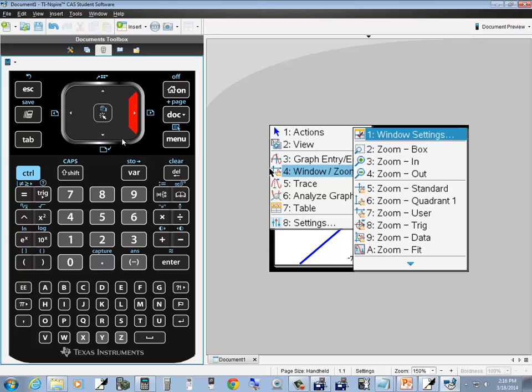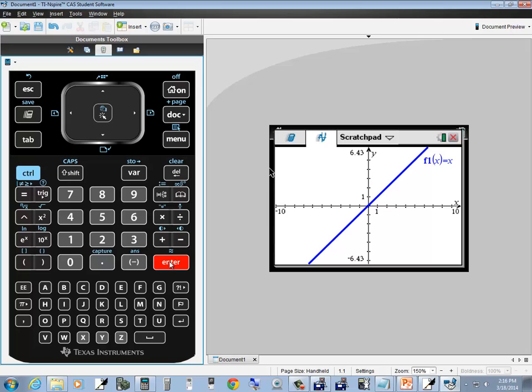But I press the right arrow key to bring up the submenu. Now I'll down arrow and highlight zoom standard. So again, we want to choose window zoom and then zoom standard and press enter. This sets your standard viewing window from -10 to 10 on your x-axis, and on this particular calculator, -6.43 to +6.43 on your y-axis.